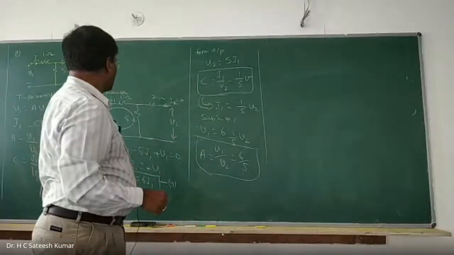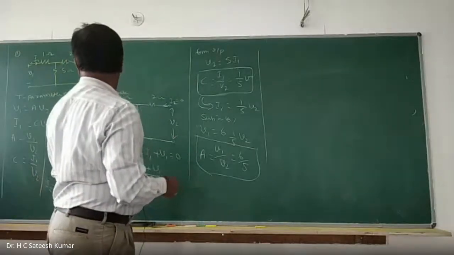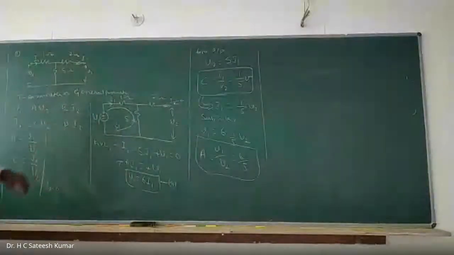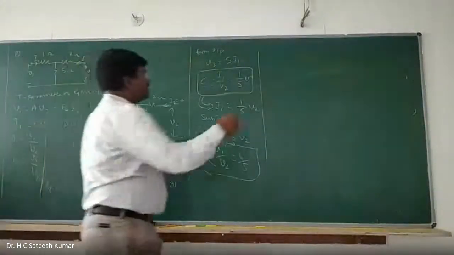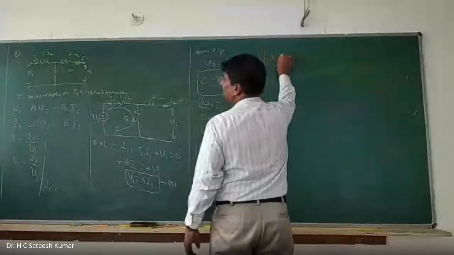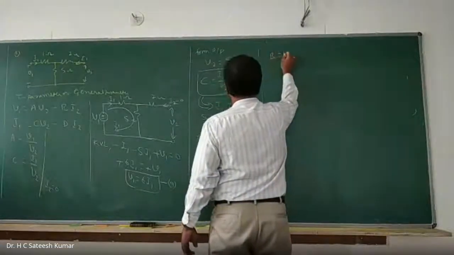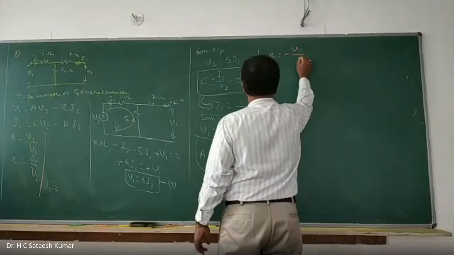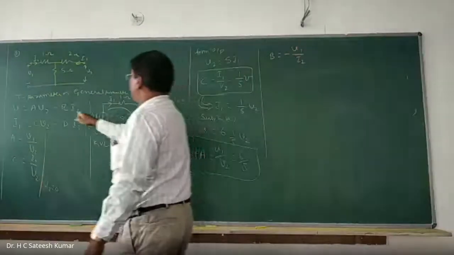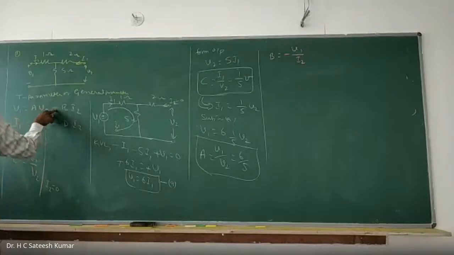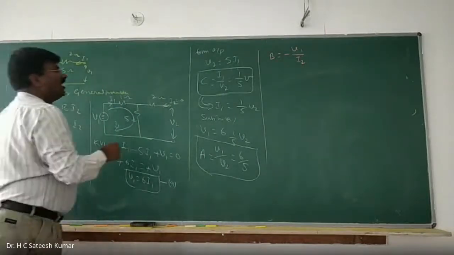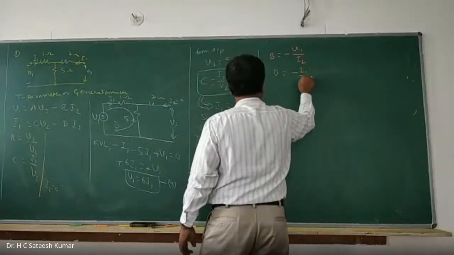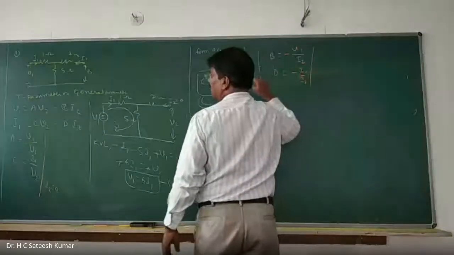So now what do we have? T parameters. Now we got A and C. Now you have to find out B and D. B is equal to minus V1 by I2, this minus sign is there, you will get it. And D is equal to minus I1 by I2, keeping what as 0?